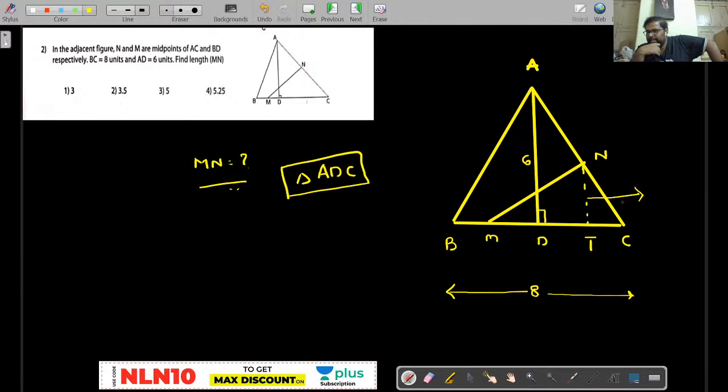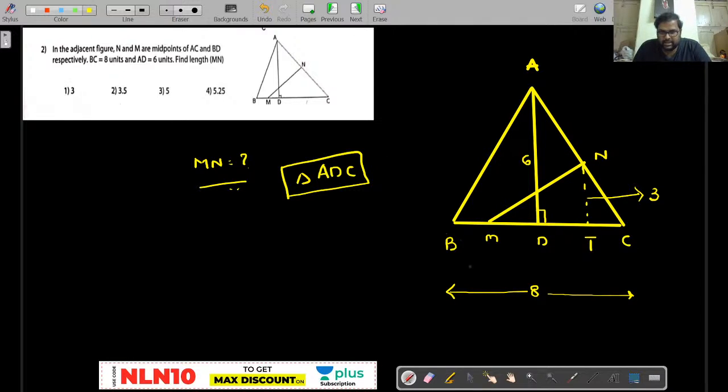Observe only triangle ADC. In triangle ADC, N is the midpoint of AC. So I have joined a line segment to the midpoint of DC. So by the midpoint theorem, what can you say? This line segment will be exactly half of the opposite line segment. Am I right or wrong? So NT will be 3. You got my point? Yes, very good.